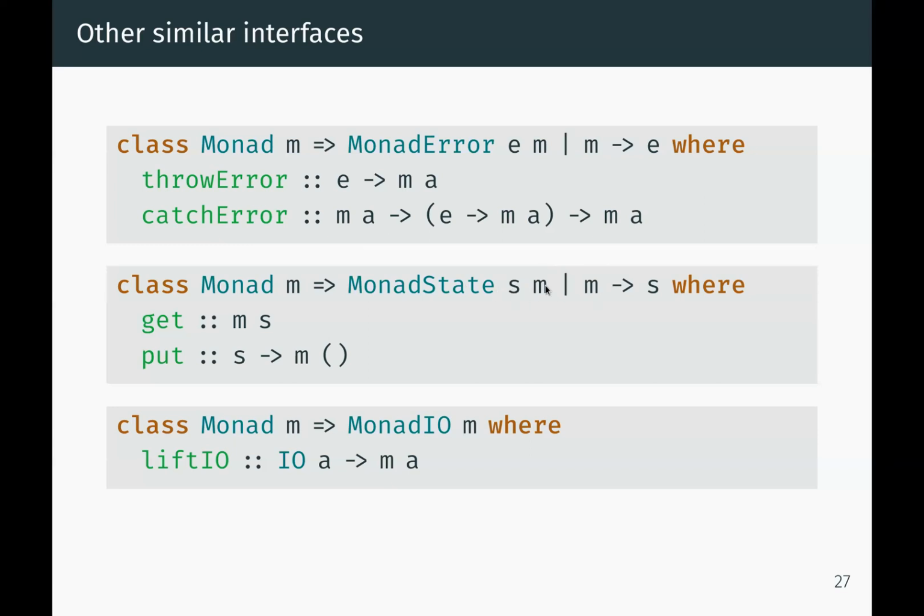So monad state S M, S is the state type and M the monad, and our old friends get and put are actually in this class. So it doesn't just work for the state monad itself, it works for arbitrary monad states. But the state monad, of course, is an instance of it. Then there's also something called monad IO. That's a type class for monads that can do real-world side effects. IO itself, of course, is an instance. And it has this method here. So you can lift an IO action into that monad, and that's called lift IO.